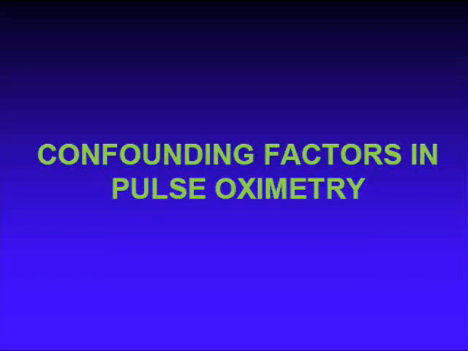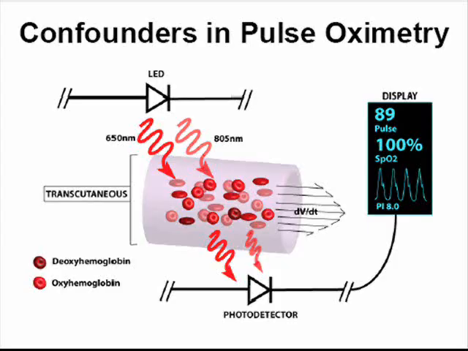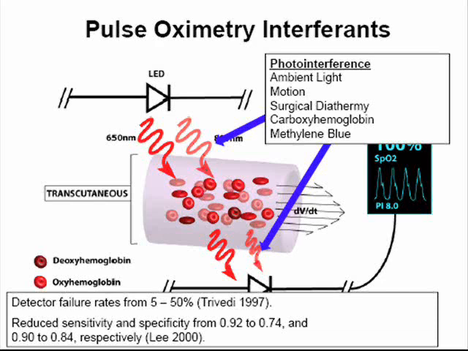Well, now the question is, what can cause aberrant results and confound your pulse oximeter? Confounding factors in pulse oximetry include photo interference. This includes ambient light, motion, surgical diathermy, carboxyhemoglobin, and methylene blue.